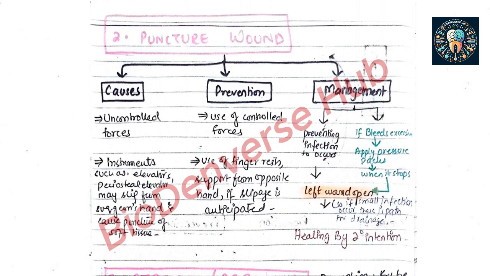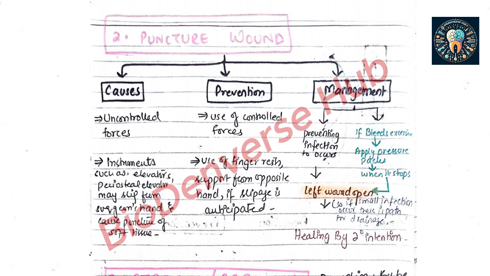Now we will be studying another type of soft tissue injury, that is the puncture wound. So what are the causes for the puncture wound? Uncontrolled forces applied through the instrument during the surgery can result in a puncture force that will lead to puncturing of the soft tissue in the field you were operating in. So a puncture wound will be created there. After that, instruments such as elevators and periosteal elevators may slip from the surgeon's hand, and it can cause puncturing of the soft tissue, resulting in a wound.